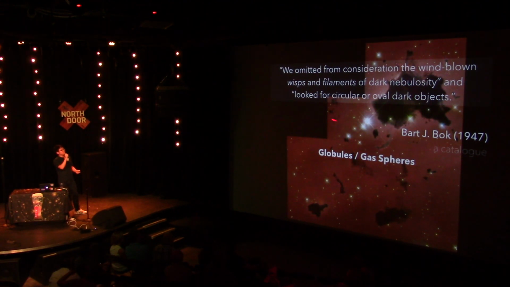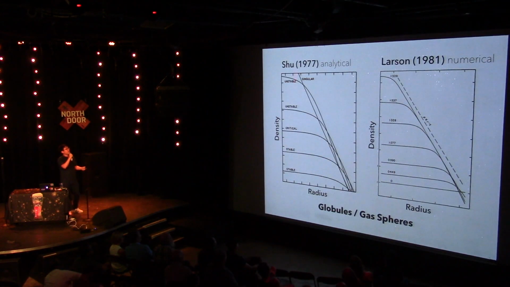And he specifically said that he wanted to omit from consideration the wind-blown wisps and filaments, which you just saw on Barnard's photographic plates. He looked specifically for circular or oval dark objects, and he called them globules, or in a more general sense, gas spheres. And that's what physicists in general do, because you want to describe the cow with a sphere, right? And that's what inspired the first few models in describing these extended objects.